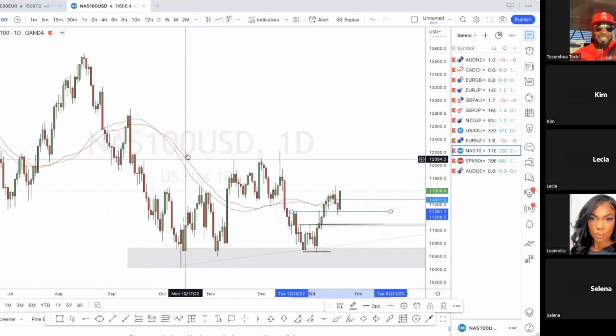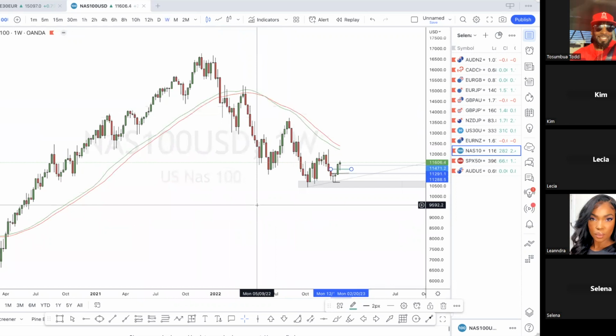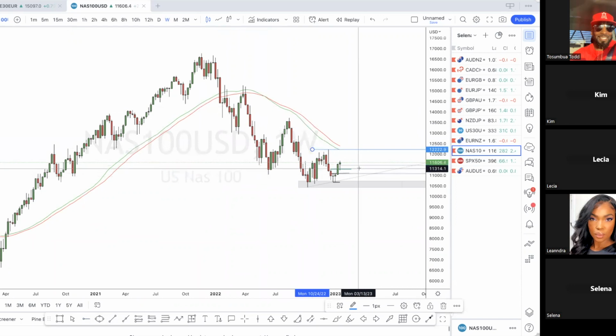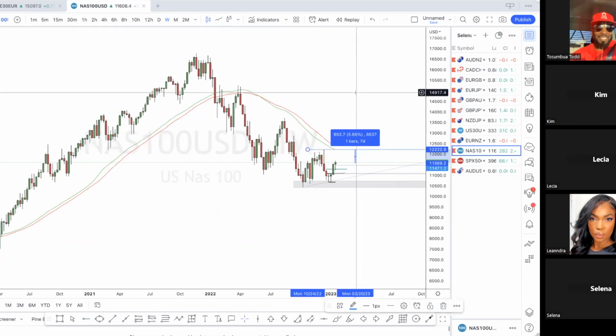Possibly to weekly. We're just going to take it up to this high right here. That's about 650 pips at least.